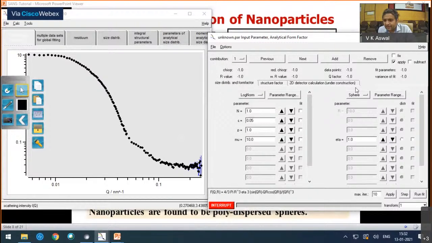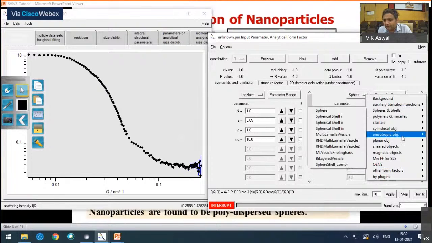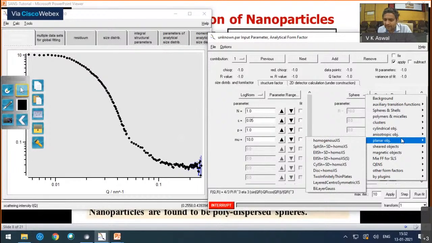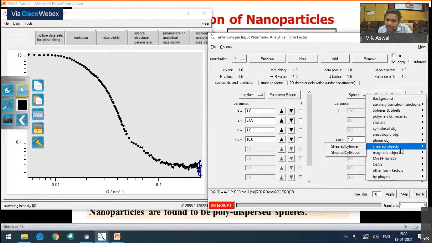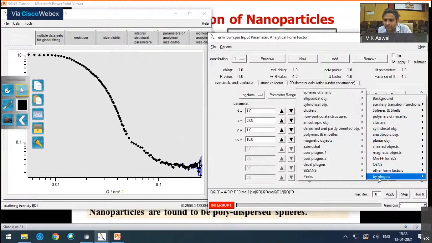Now you see that this is the sphere written here. These are the form factors. So many form factors are available. One can choose. Form factor means, we usually call form factor intraparticle structure factor, because intraparticle structure factor is the square of form factor only. So different shapes and sizes, for example, spheres, multilamellar, vesicle, cylindrical, and isotropic. And from plugins also one can choose ellipsoidal, cylindrical, cluster. Several shapes are available here, very large in number. The software is very efficient because it provides many modeling tools.